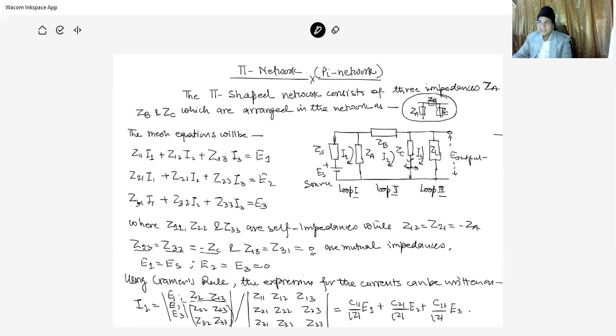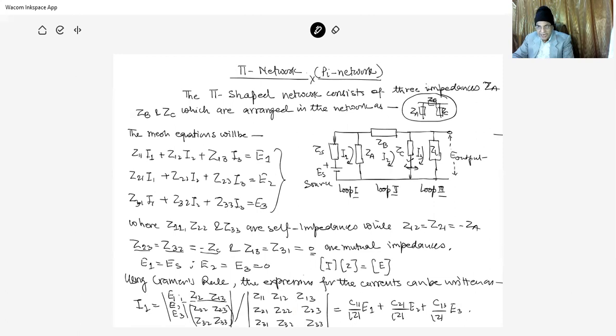Using these three equations, we can determine a matrix. This is the current matrix, here it is the Z impedance matrix, and this is E, the source matrix. On the basis of this equation, we can formulate a matrix, and by using Cramer's rule, the expression for current can be written directly. We can write the current by using the same concept as in the T network.